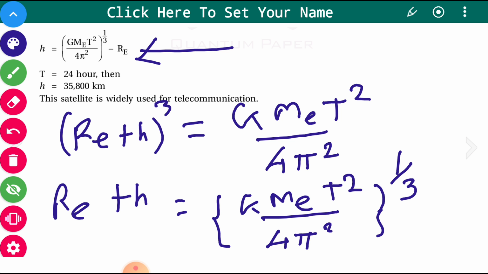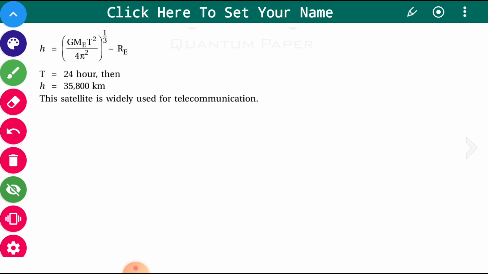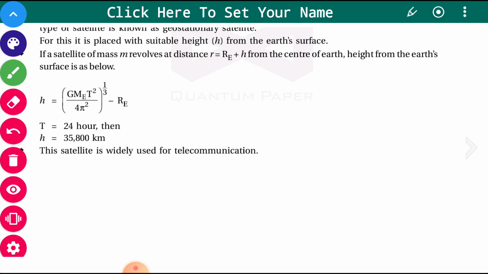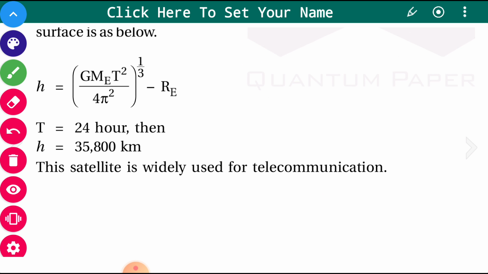So h, the height of the satellite from the surface of the Earth, is given by this particular equation: the cube root of GME T square upon 4 pi square, and this RE goes to the other side, so it becomes minus RE. So you can easily understand that the height of the satellite is given by this particular equation.